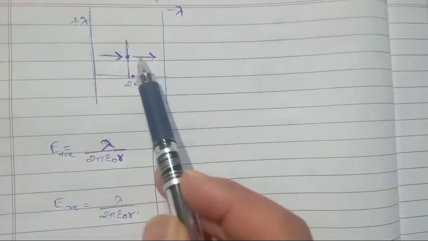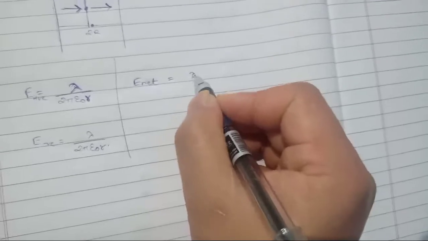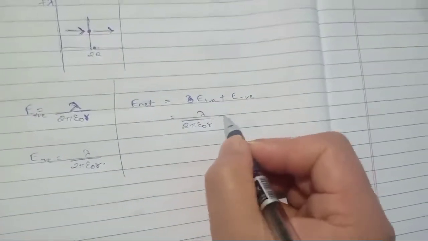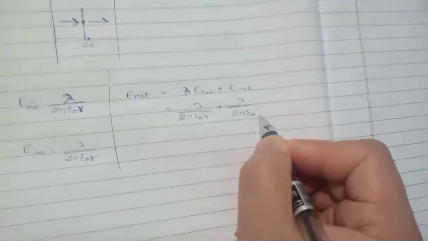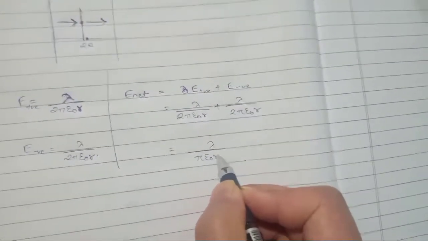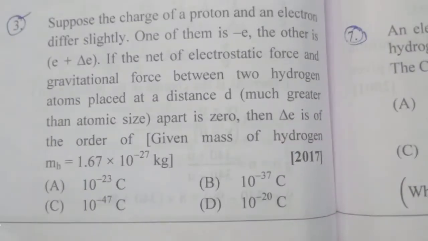Okay, now this is done. So let's see, here we have both in the same direction and the magnitude is the same. So E net is equal to E positive plus E negative, which is lambda by 2 pi epsilon naught r plus lambda by 2 pi epsilon naught r, equal to lambda by pi epsilon naught r. So the correct answer is A. Okay, let's check out the next question.